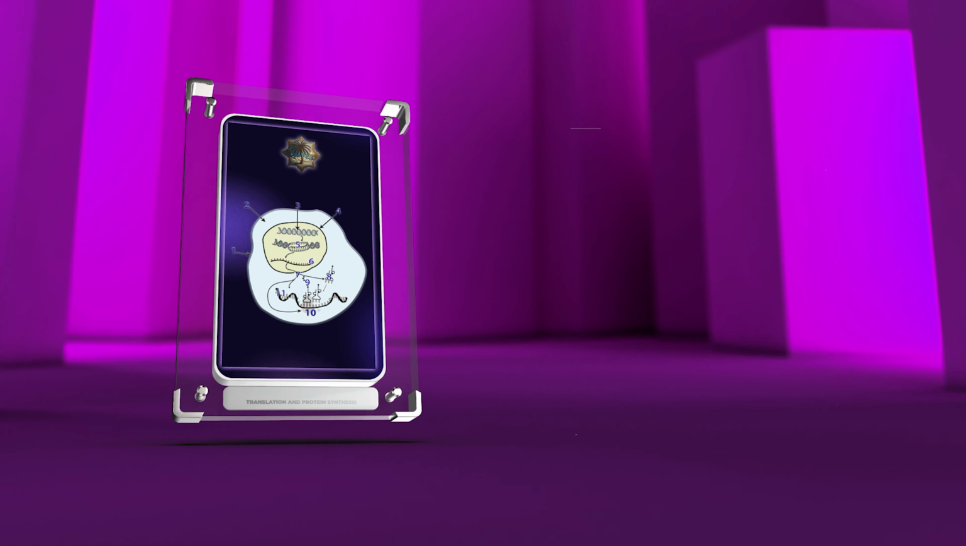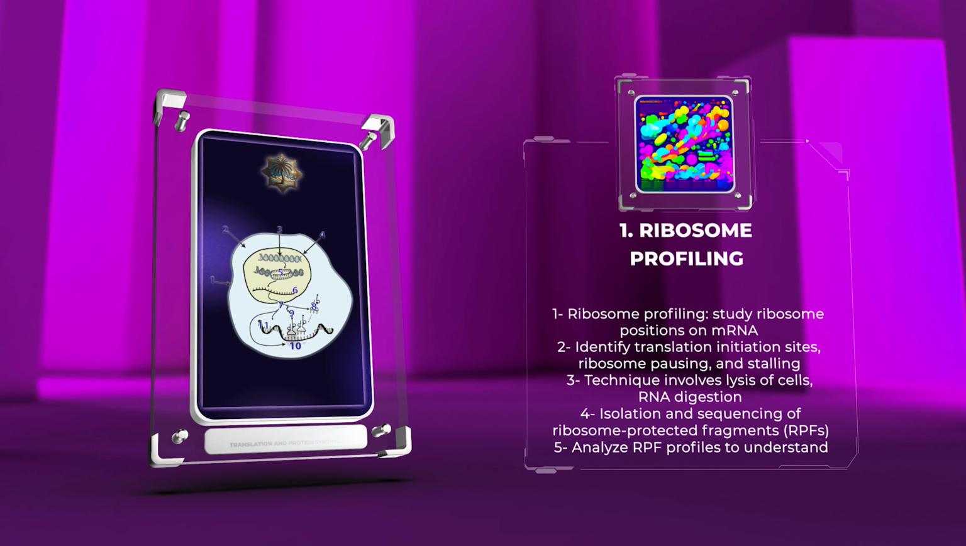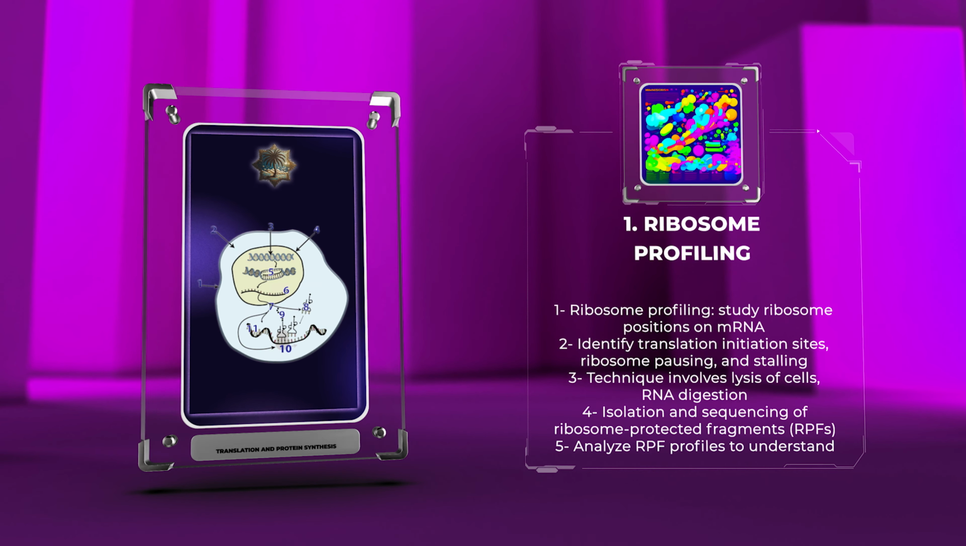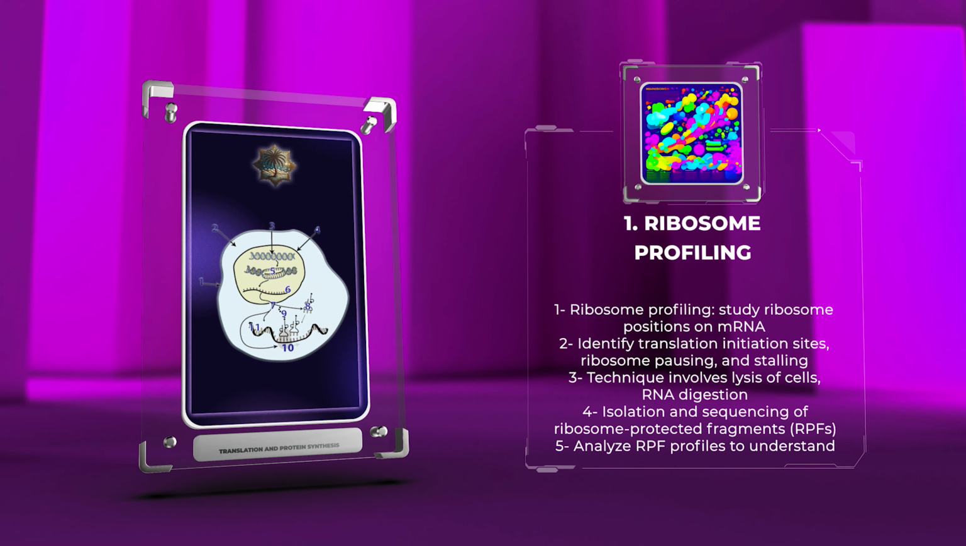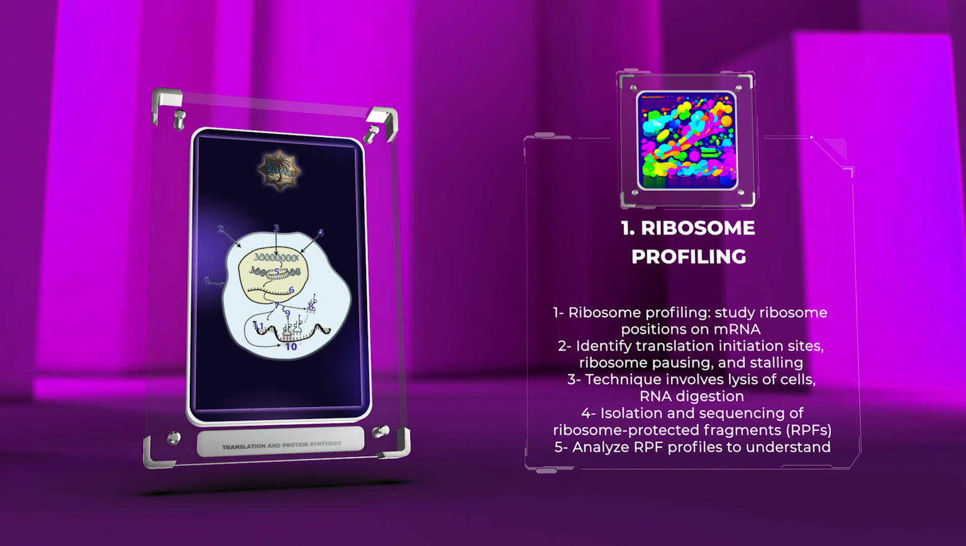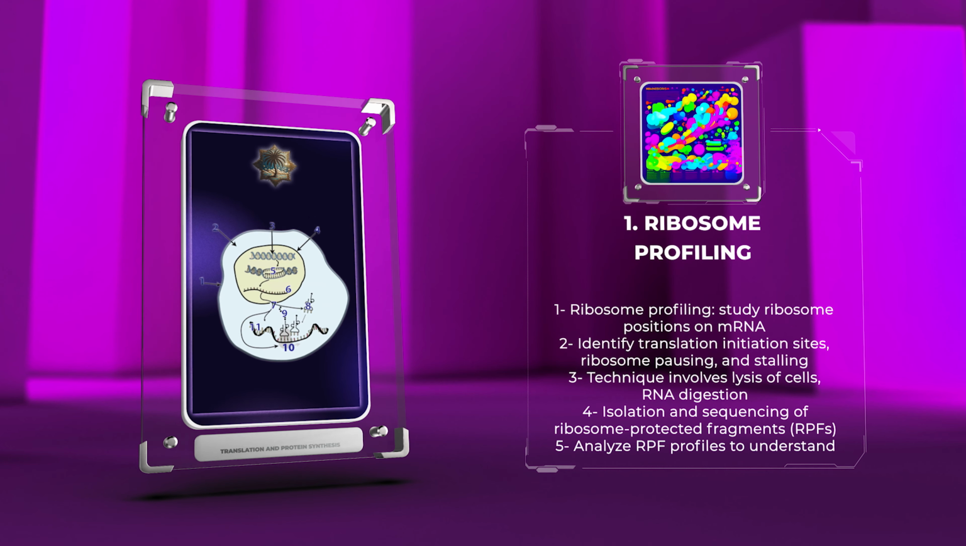Let's begin. Ribosome profiling is a technique used to study ribosome positions on mRNA molecules. It helps identify translation initiation sites, ribosome pausing, and stalling. This technique involves lysis of cells, RNA digestion, isolation and sequencing of ribosome-protected fragments, RPFs. Researchers can analyze RPF profiles to understand translation efficiency and gene expression regulation.